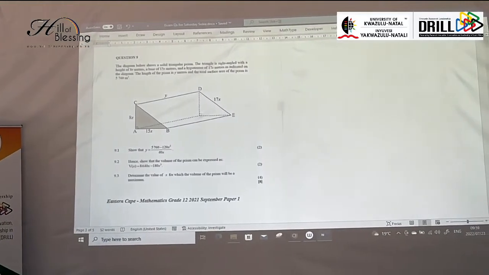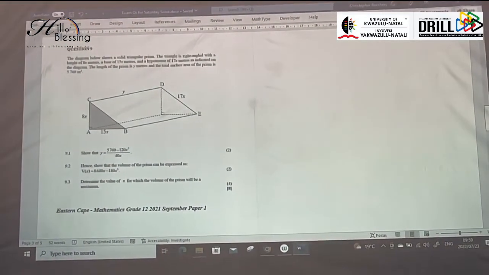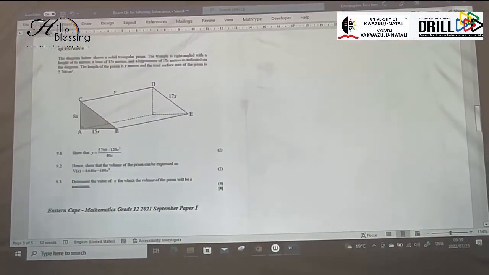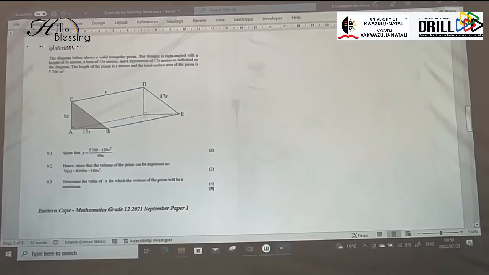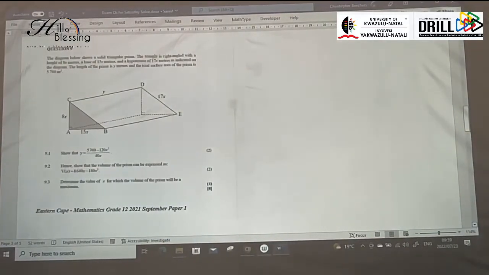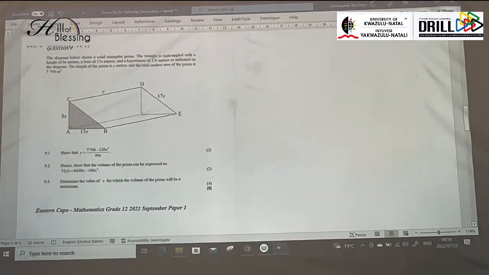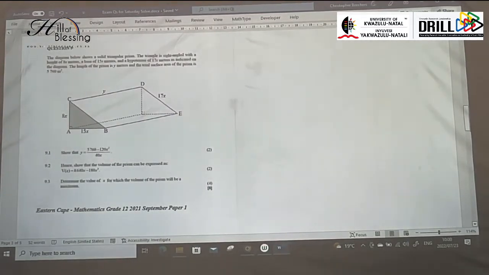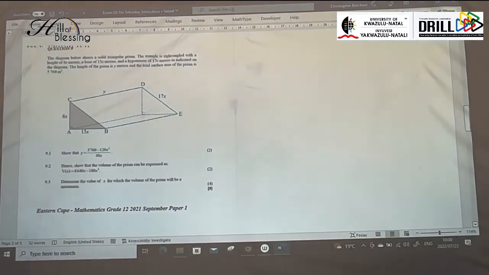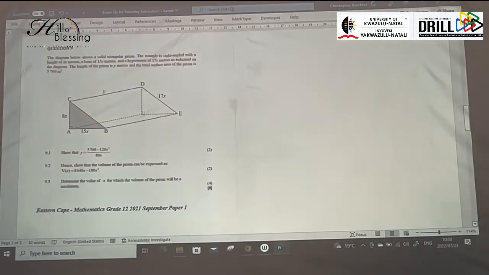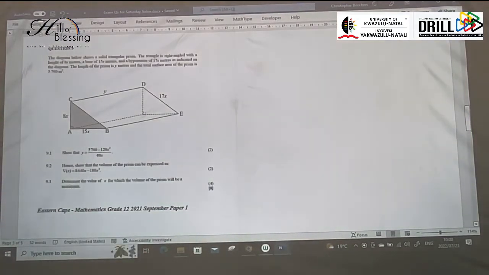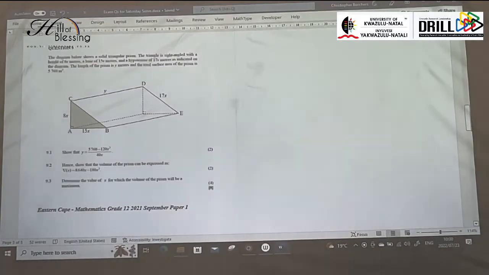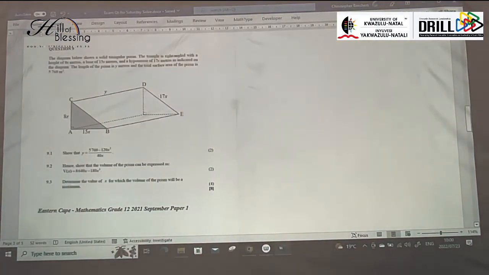Let's read the question. Let's try and identify the variable to be optimized and the key input variable. Okay, so question 9 says, the diagram below shows a solid triangular prism. The triangle is right-angled with a height of 8x meters, a base of 15x meters, and a hypotenuse of 17x meters, as indicated on the diagram. The length of the prism is y meters, and the total surface area of the prism is 5,760 meters squared. The first part says, show that y equals, and you need to find y in terms of x. 9.2 says, hence show that, but if you look at 9.3, it says, determine the value of x for which the volume of the prism will be a maximum.